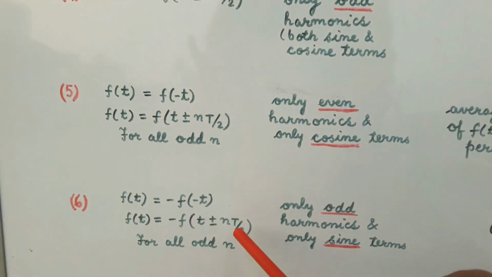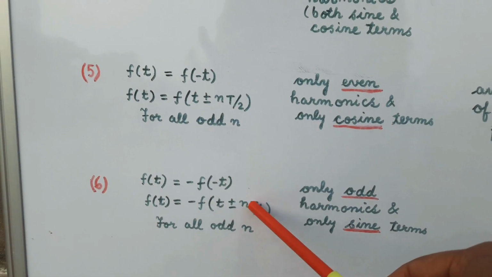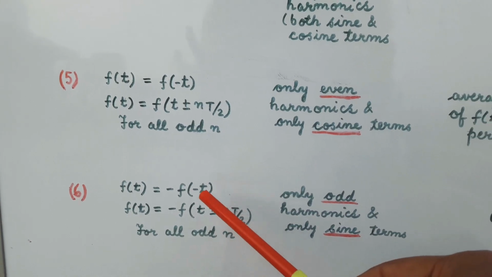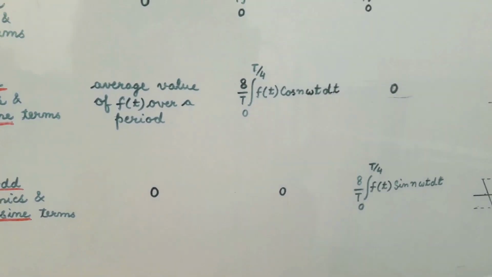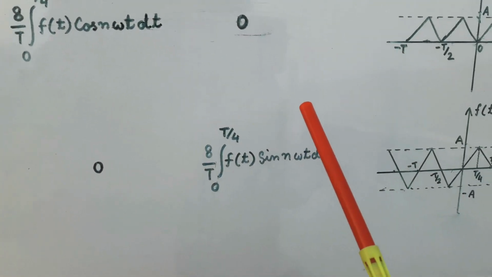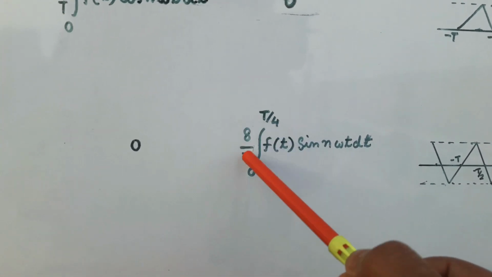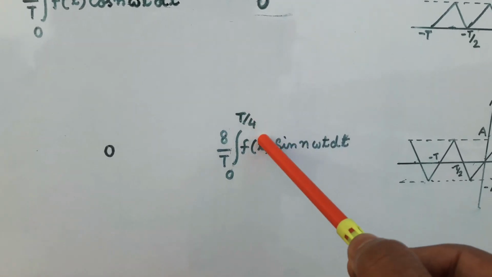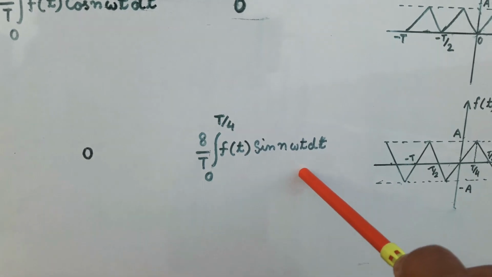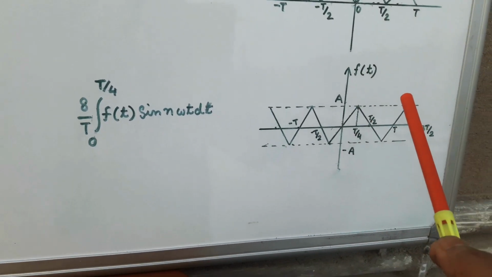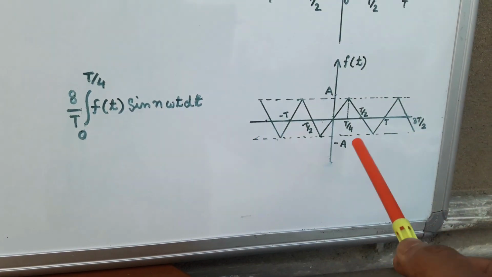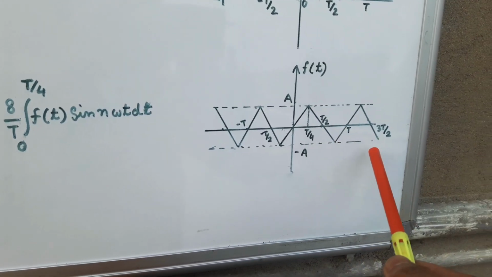If this condition is satisfied, then we will not calculate the value of a0 by 2 and an. We will directly calculate the value of bn using this formula, that is bn will be equal to 8 by T integration 0 to T by 4 of f t sin n omega t dt. And an example of such a type of function is shown in this figure.